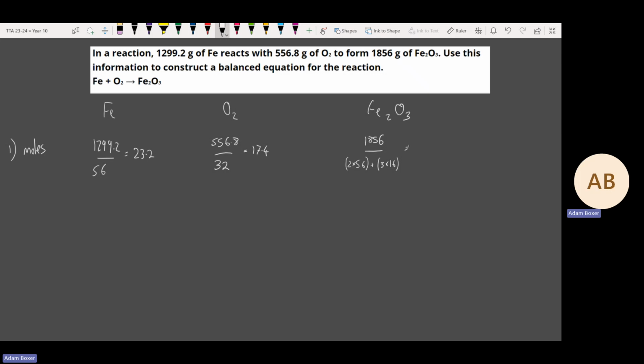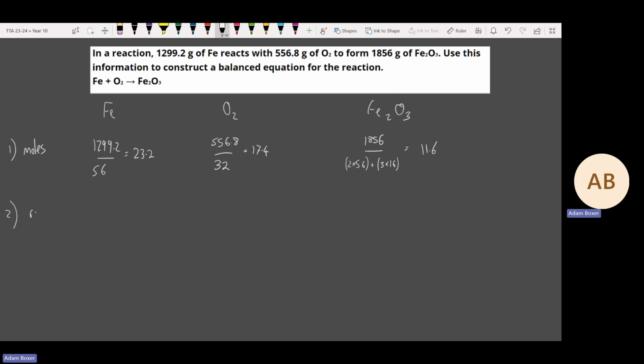16. So that's going to be 2 times 56 plus 3 times 16. It's going to give me 160. So 1856 over 160 gives me 11.6. Hopefully I did that calculation right. I'm a bit worried. Yeah, okay, let's see.